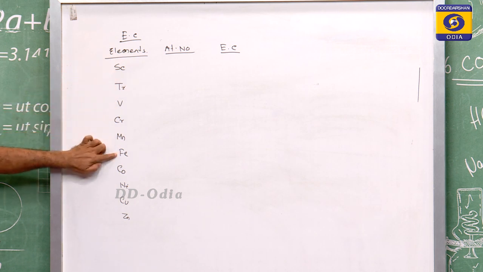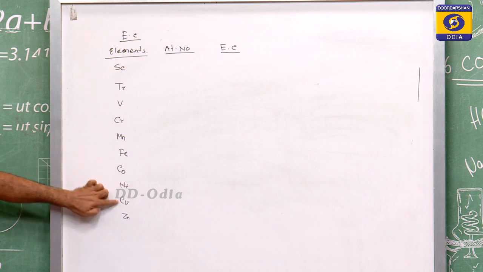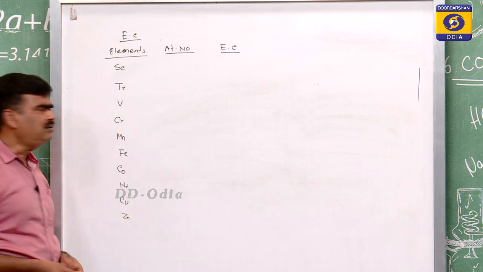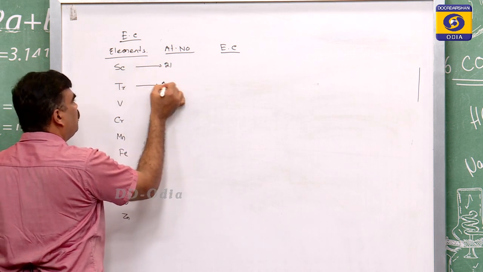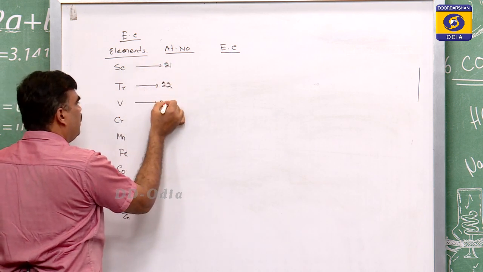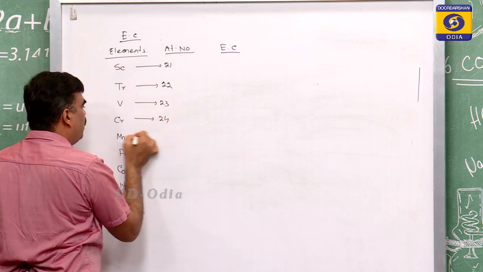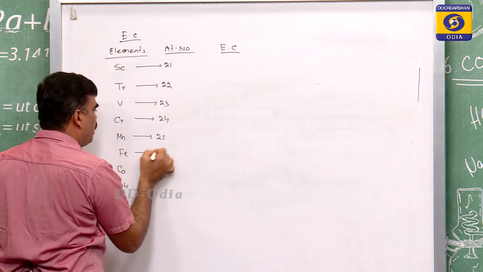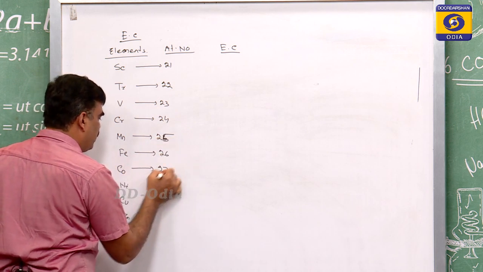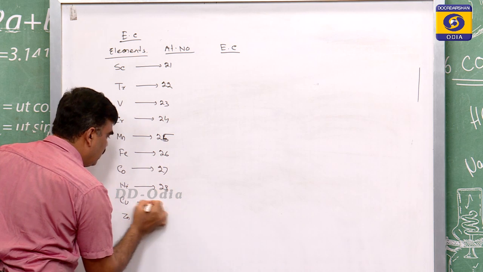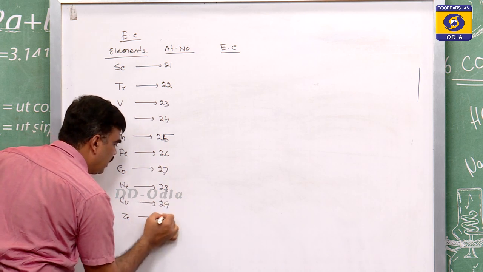The atomic numbers are 21, 22, 23, 24, 25, 26, 27, 28, 29, 30.